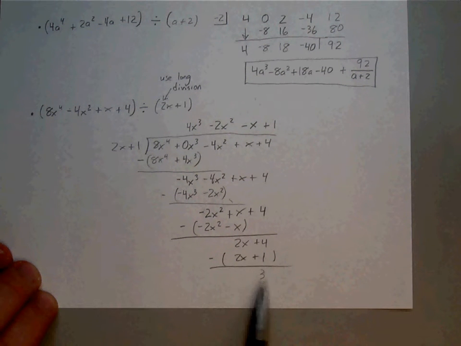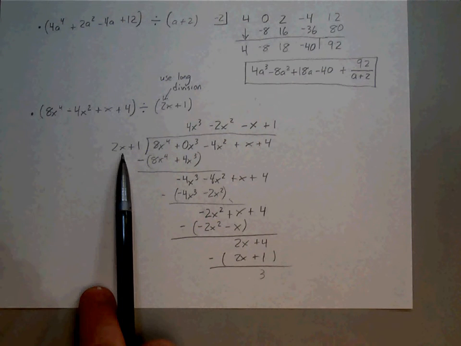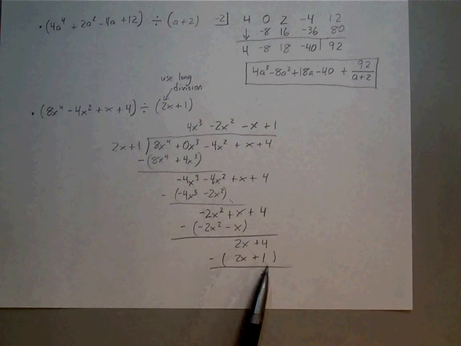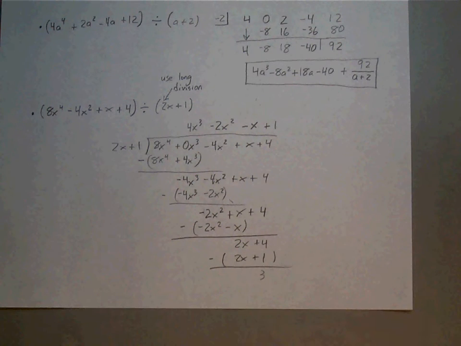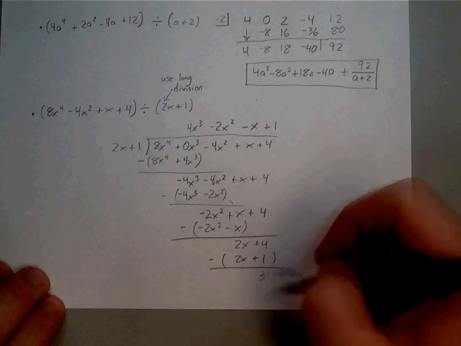This 3 has a degree lower than my divisor. So I know I can't go any further. 2x doesn't go into 3. So I'm done. That's my remainder.